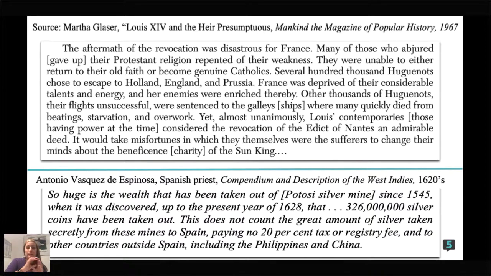Absolutely right, Will. The bottom document is the primary source. A primary source is written at the time of the event. And so at the time of the event, 1620s, we have Antonio Vasquez de Espinosa. He's seeing it from a primary or first-hand account. So then what would be the secondary source? It would be the top document. As we said before, this article is about Louis XIV and it was written in 1967. Well, Louis XIV was not alive in 1967. So it is a secondary source.